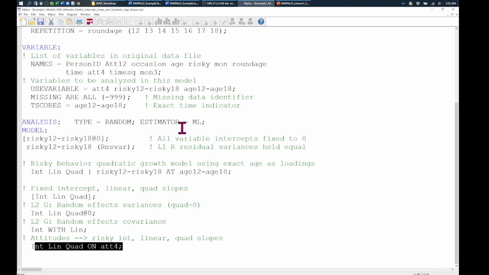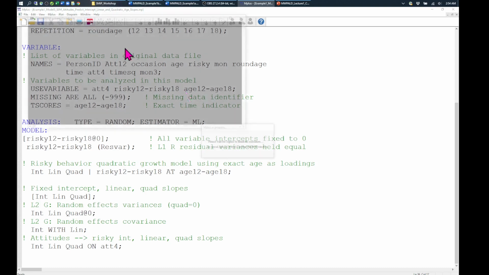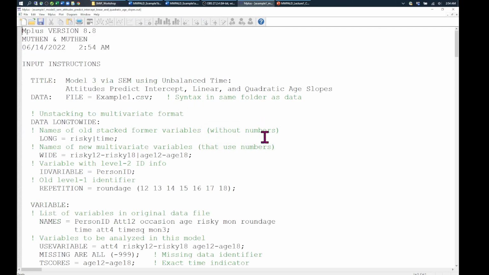All right, questions on that? And if we wanted to turn this quadratic variance back on, it would be the same as before. Take off the 0. And add the covariances as well. So we can run it.